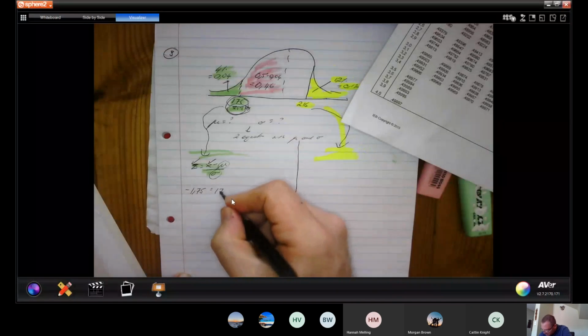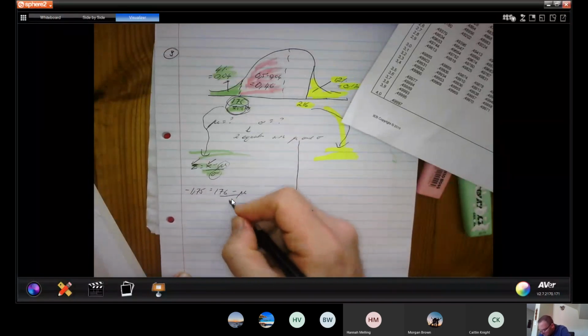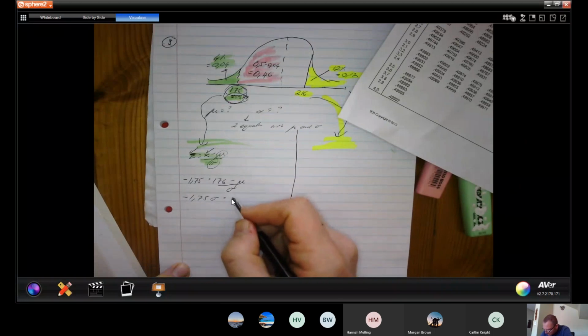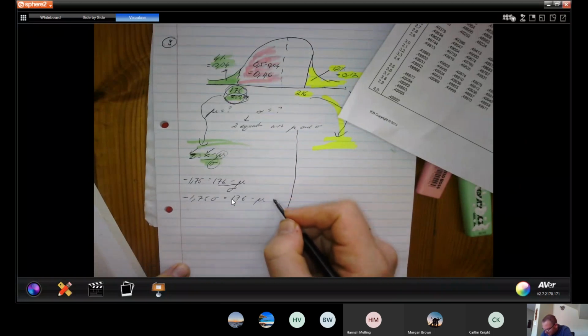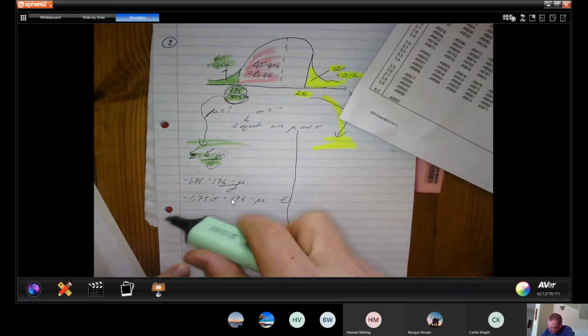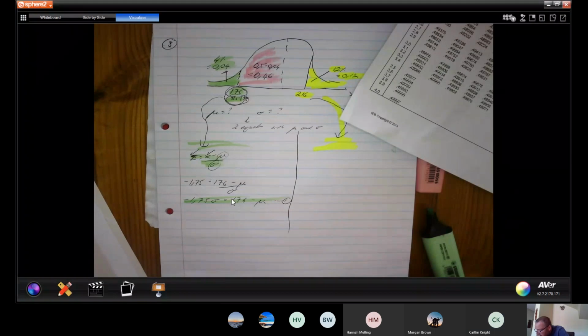x is 176. Please stop me if I make a careless error. Minus mu over sigma. We're going to have to solve simultaneously, so let's times out for now. Negative 1,75 sigma is equal to 176 minus mu. Let's leave it like that for now. Okay, and there's our first equation. Did you get that, Caitlin? Yes. Okay.